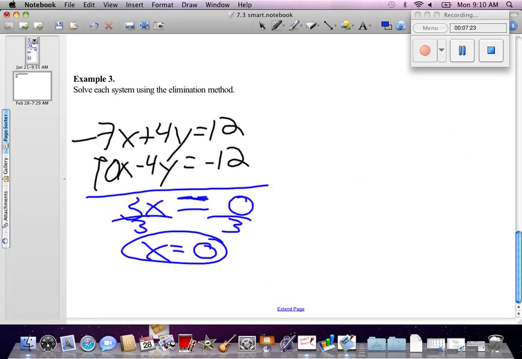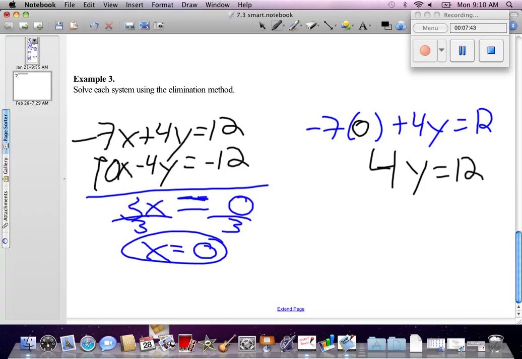Doesn't matter which one you plug it back in for. I'm going to choose the first one. Negative 7x plus 4y equals 12. I left out the x because I'm putting in 0 for x. I substituted it in. Negative 7 times 0 is 0, so I get 4y equals 12. I divide by 4. Y equals 3.